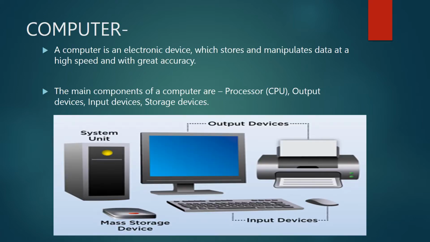Computer. Computer is an electronic device which stores and manipulates data at a high speed and with great accuracy. Basically, computer system can be divided into four types. First is processor, which is also known as CPU, output devices, input devices, and storage devices. So one by one we will cover every topic in detail.